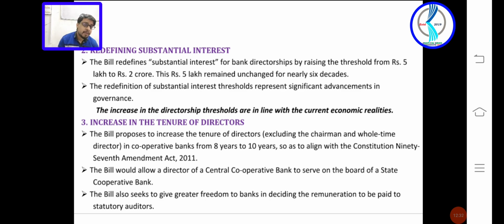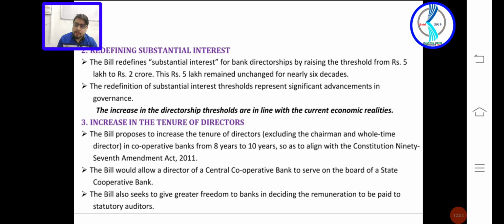The last one, the third one, is very, very important. Very, very important. Tenure of directors. Tenure of director or chairman or whole-time directors. Right now, the tenure, the length of the serving period, is 8 years. It increased from 8 to 10 years. Now, a director can remain in the office for 10 years.